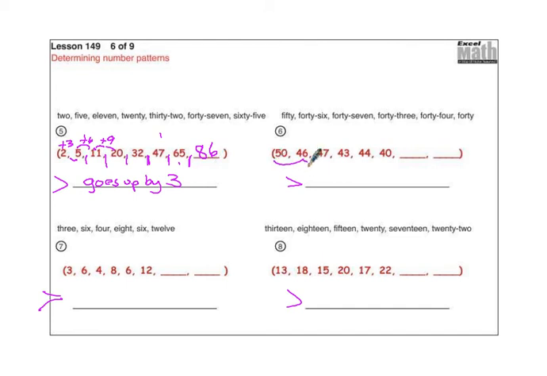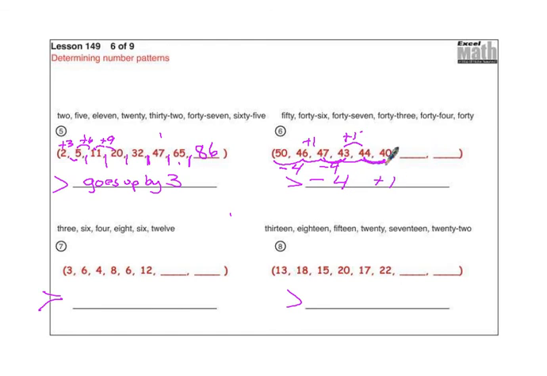Okay, how about this one over here? 50, 46, 47, 43, 44, 40. Whoa, something weird's going on there. From 50 to 46, what did I do? -4. And then from 46 to 47? +1. 47 to 43, what am I doing there? -4. Okay. 43 to 44? +1. So the pattern is obviously -4, +1.